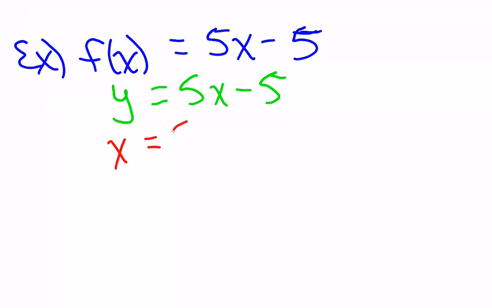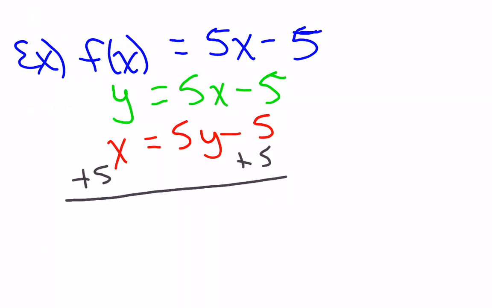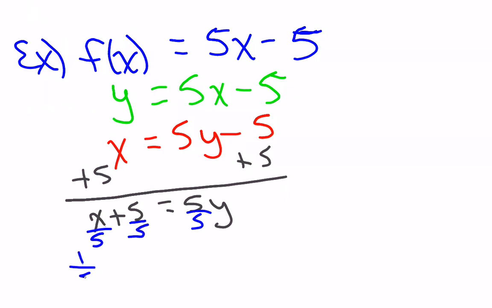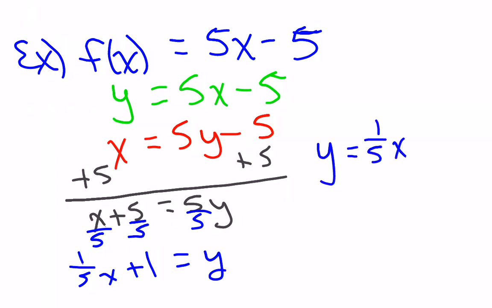So x equals 5y minus 5. We are going to then solve for y, so we're going to add 5 to both sides. So we have x plus 5 equals 5y. And then we are going to divide both sides by 5. So we get 1/5 x plus 1 equals y. And again, we can write it as y equals 1/5 x plus 1.